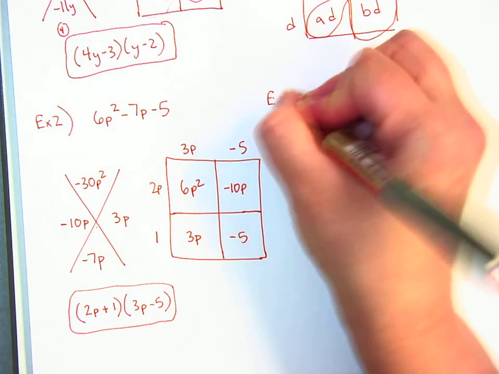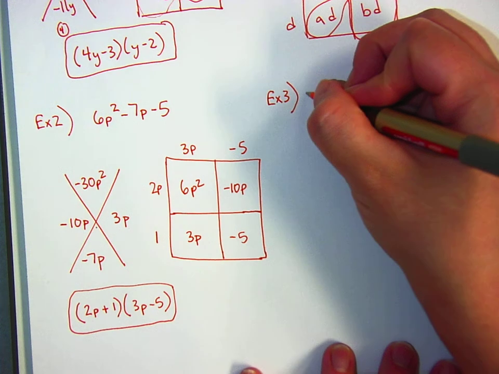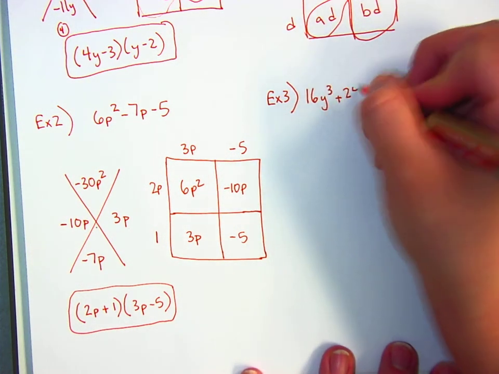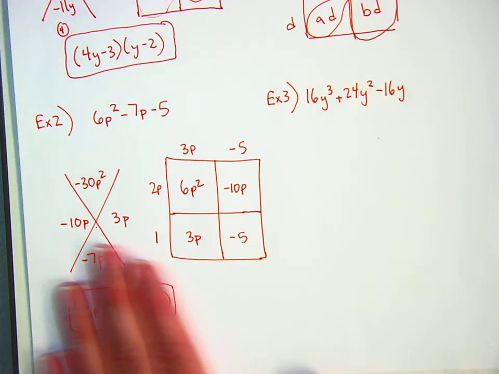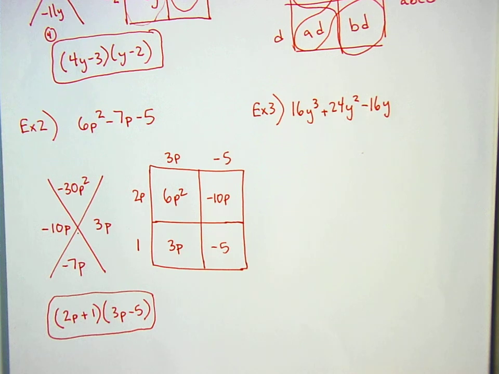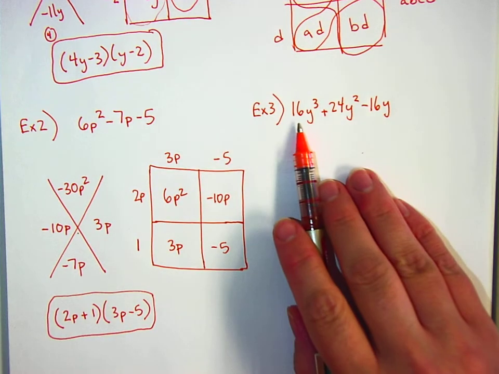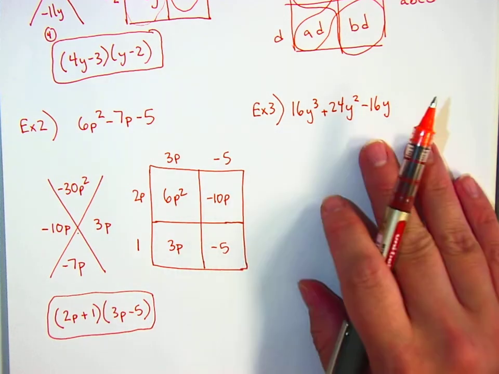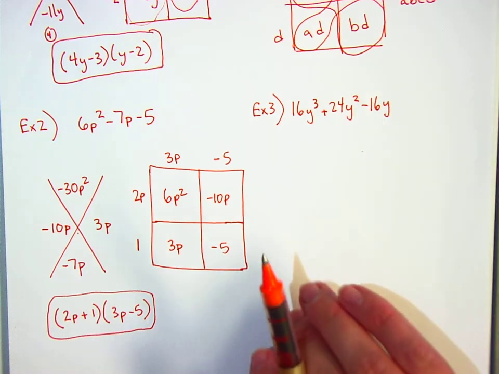All right, last example we're doing. This one's a little bit tricky. 16y to the third plus 24y squared minus 16y. All right, I think you'll remember that the very first thing we ever did when we were factoring was we decided if you could take something out. You should, just looking at this, see that we've got a 16, a 24, and a 16. There's definitely something in common there between all of them. And all of them have at least one y. So we can pull some stuff out right away.